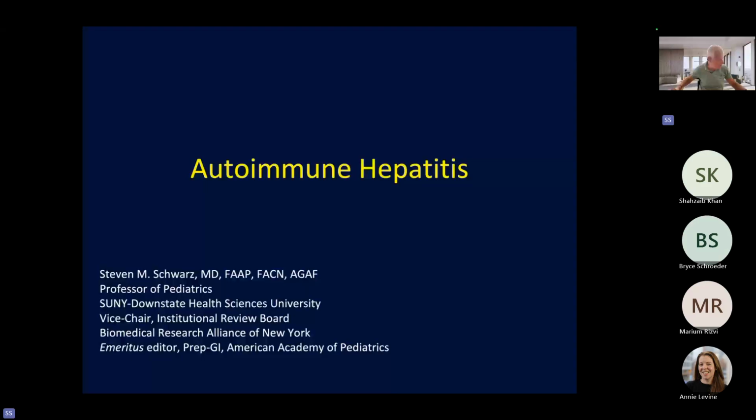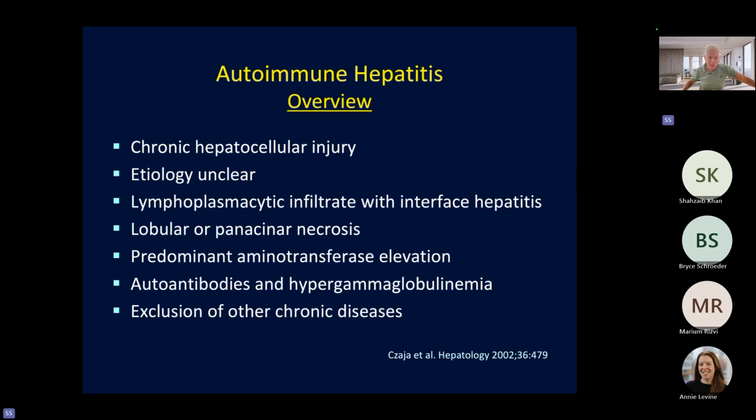Annie, what's your experience? I've seen a lot of overlap syndrome with autoimmune hepatitis and PSC. Yeah, I've seen a decent amount of that. So that's really a separate issue altogether and more complicated. So we're going to deal with, I guess we call it, the garden variety autoimmune hepatitis today.